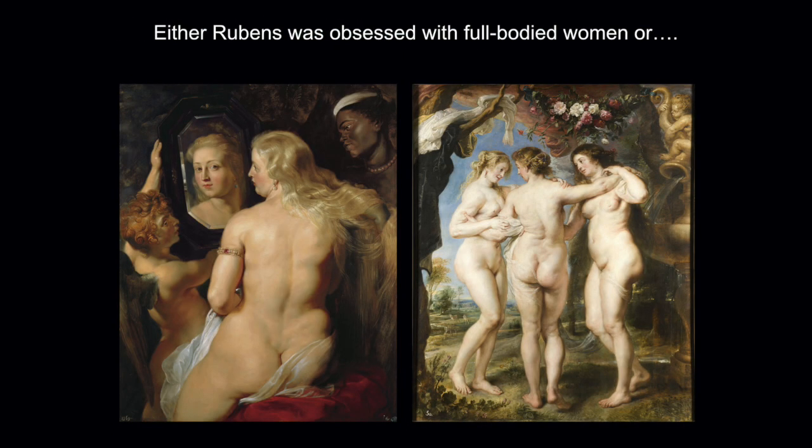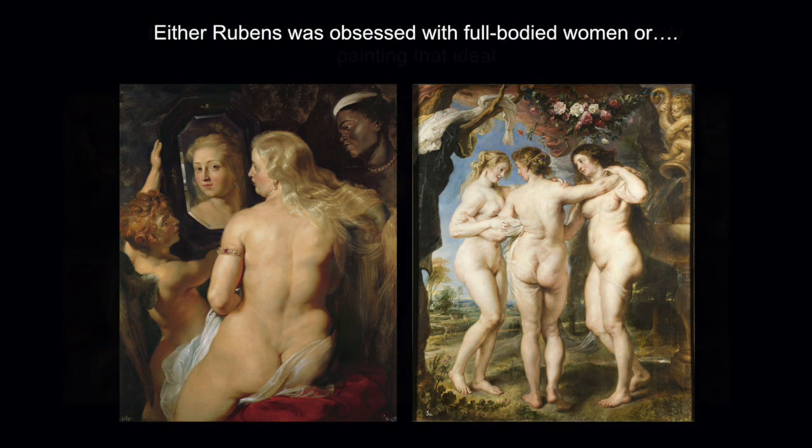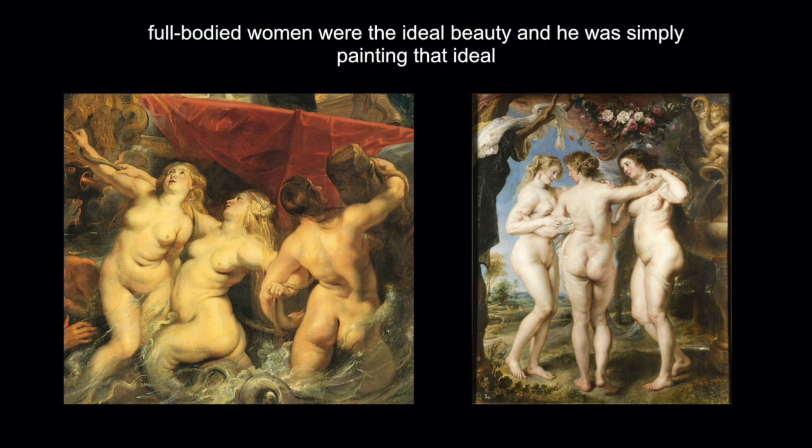So one thing that a lot of people know about Rubens is that he painted bigger, plump, and sensuous women. And the question always comes up, was he obsessed with full-bodied women? Why did he always paint these larger women with fat and cellulite showing? Was this an obsession? Some have speculated, no, it's just that full-bodied women were the ideal beauty, and all that he was doing was painting that ideal beauty.